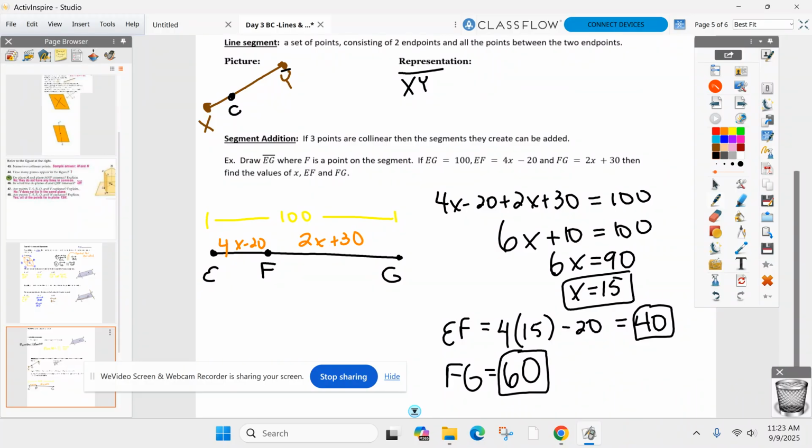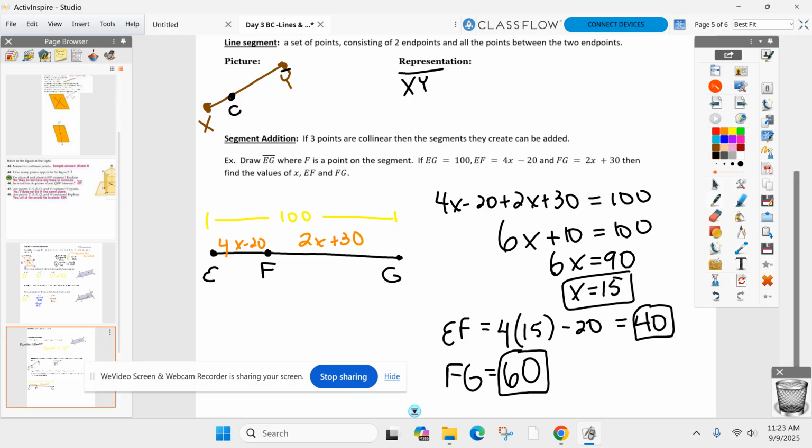Any questions about that? I know it's real tempting to set 4x minus 20 equal to 2x plus 30, but we do not know they're the same length, so we don't assume it. Questions? Yes, Fiona. When you start the problem, you obviously don't know which is which. Does it matter where you put F? No, I don't look at diagrams. I look at the work you put in. Not drawn to scale. That's what I always say.